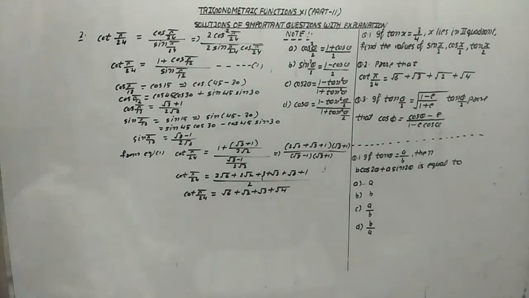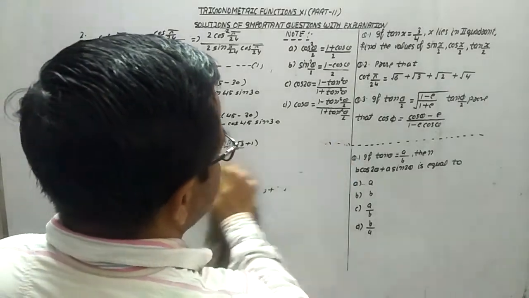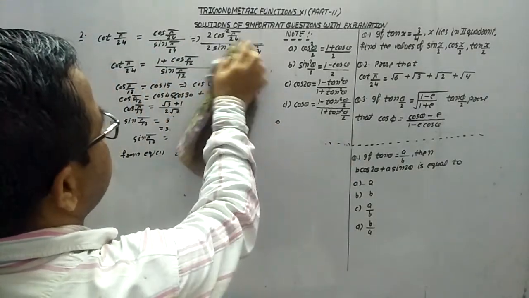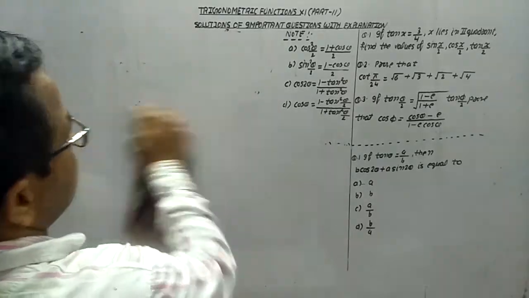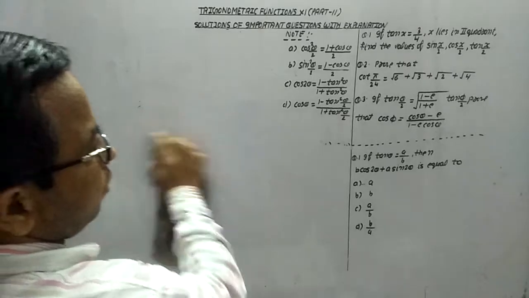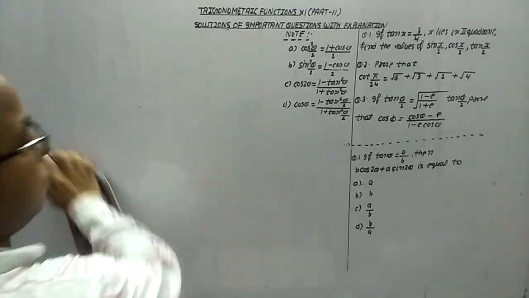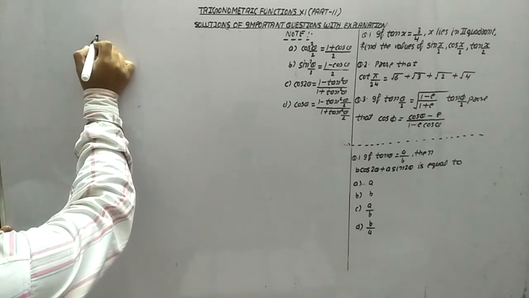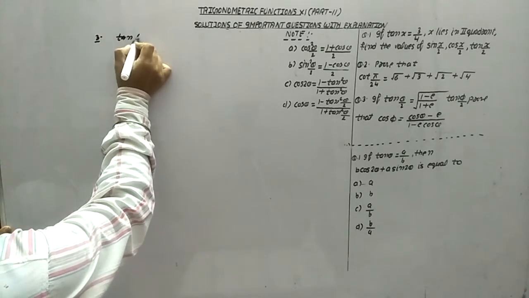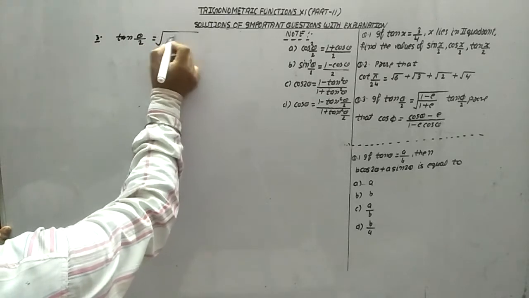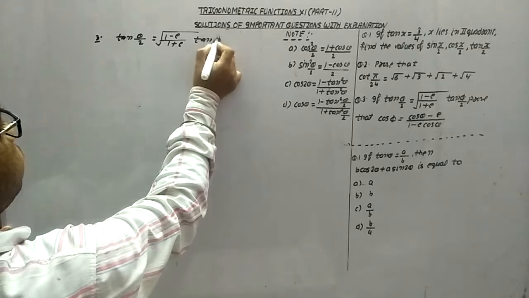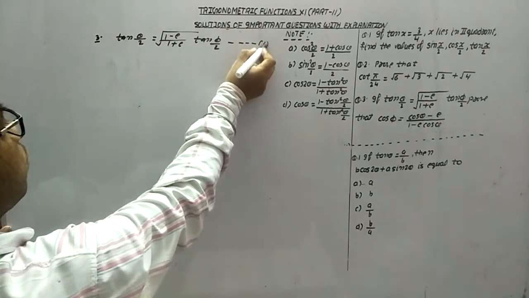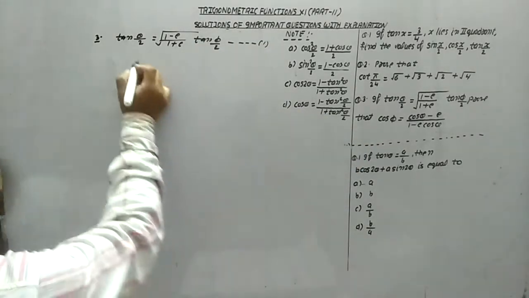Now this is the next question which is very, very important. What is this question? If we have tan theta by 2 is equal to under root (1 minus e) upon (1 plus e) tan phi by 2, then we have to prove that cos phi is equal to this. Let us suppose this is equation number 1, and we have to prove that cos phi is equal to this thing.